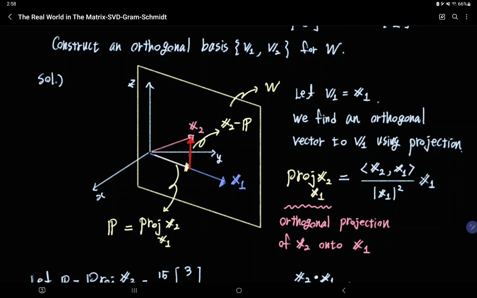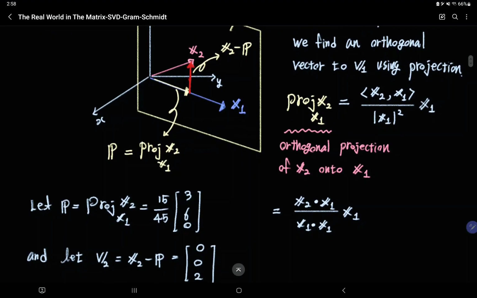So this is nothing but x2 dot x1 over x1 dot x1, right? Because the L2 norm squared is nothing but x1 dot x1, or you can say the square of the magnitude of x1 is nothing but x1 dot x1. That one is just fine.